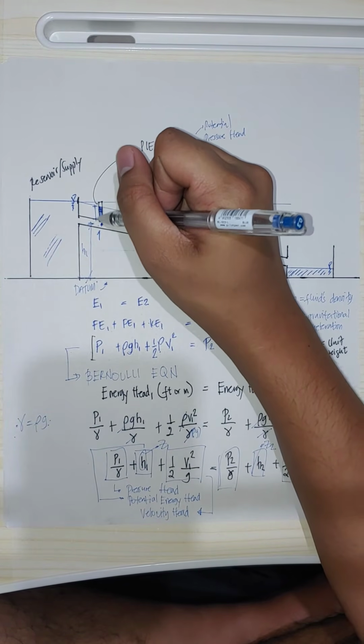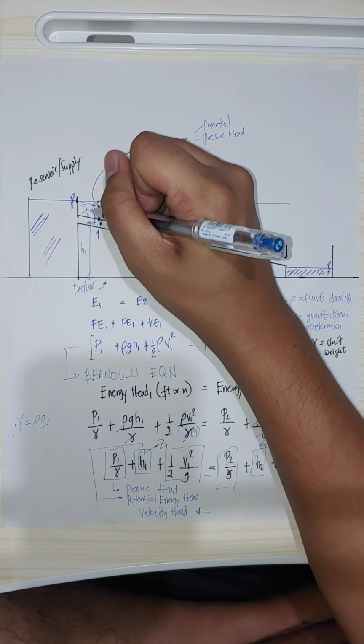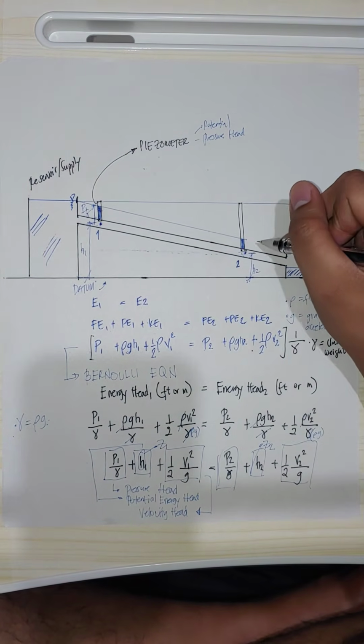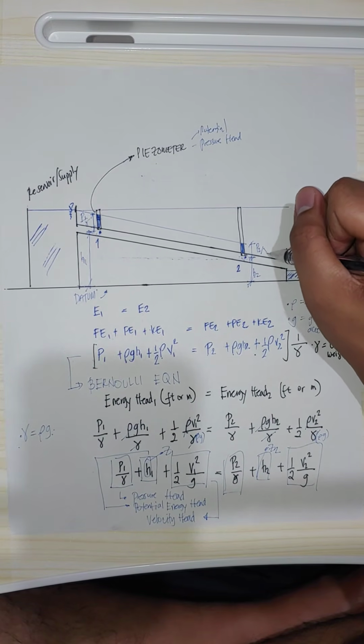So this is to the center. This is our P1 over gamma, and that is in meters. And here that is our P2 over gamma.